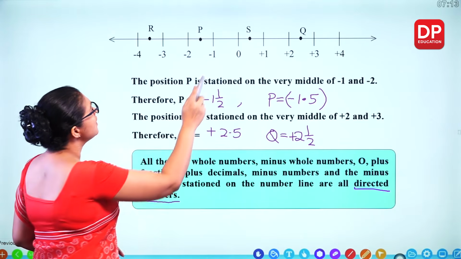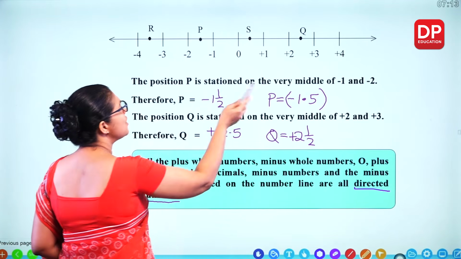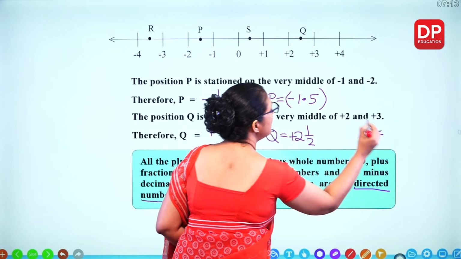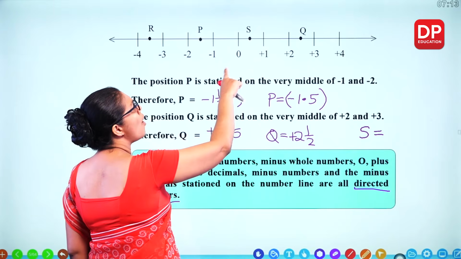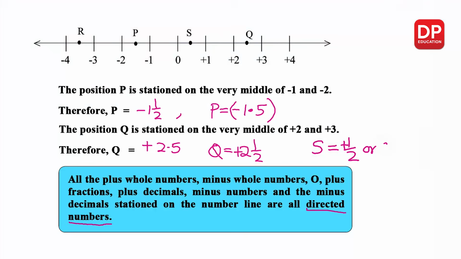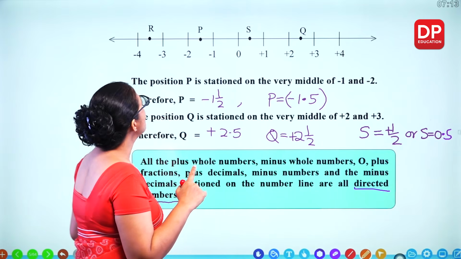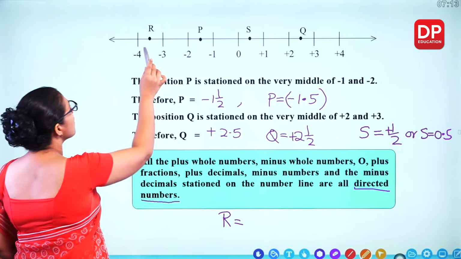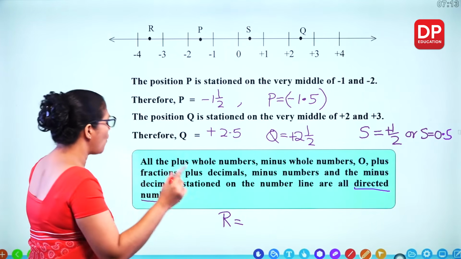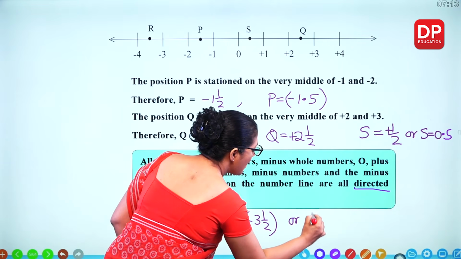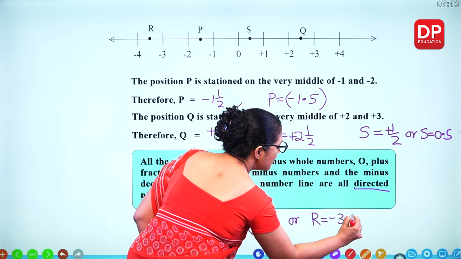Now try to write down the other points. What's S? S is in between 0 and 1. So what's S? S is half or 0.5. So I can write plus half or 0.5. What about R? R point you can write? R point is in between -3 and -4. So -3.5, or you can write R equals -3.5.